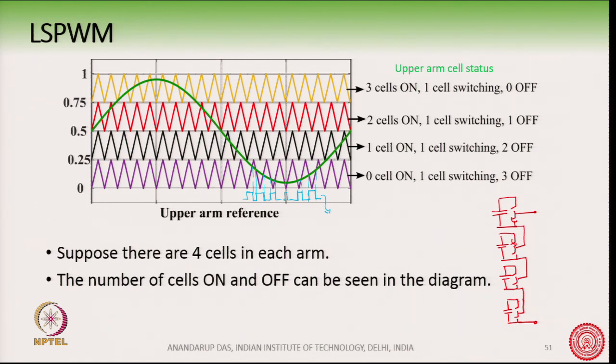So, in this case I can see that during this portion of the waveform, the 3 cells are off and one cell is doing this turn on and off action, or I say that it is doing the switching action. So, out of these 4 cells, 3 are completely off, and one cell may be doing the switching action during this lower part of the waveform. Now, see the next carrier.